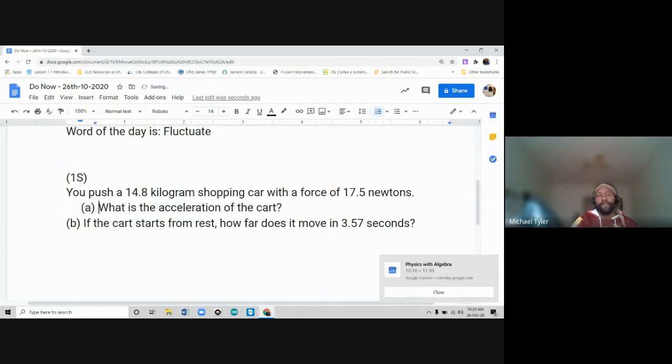So to do this, we need some notes. Who knows what the starting notes are for this problem? You put it in the chat if you think you know, or you guys just tell me, Mr. Tyler, what is it? Because I don't remember. So let's see who remembers.